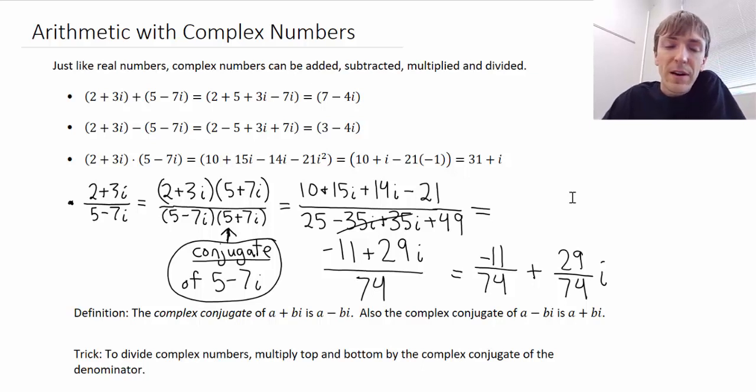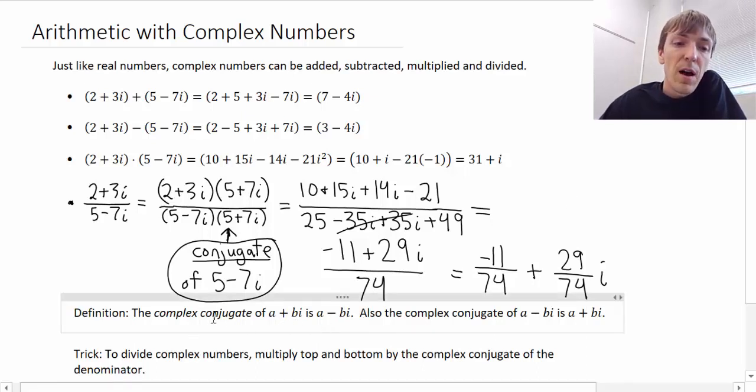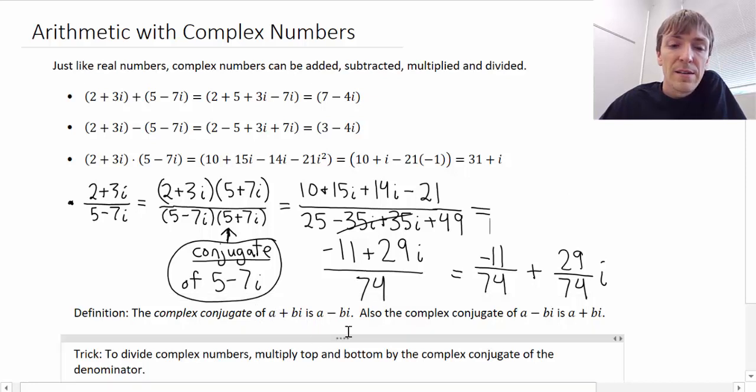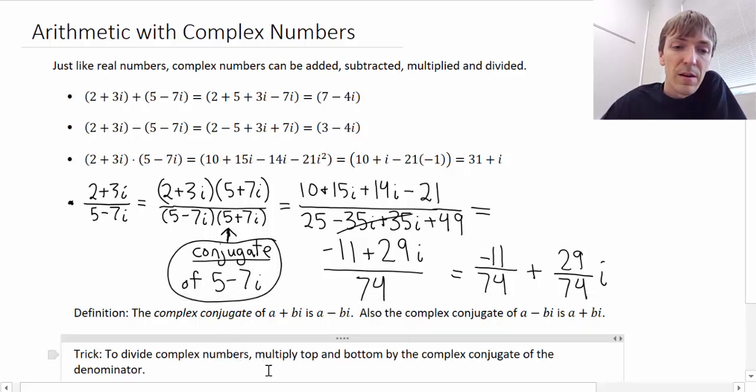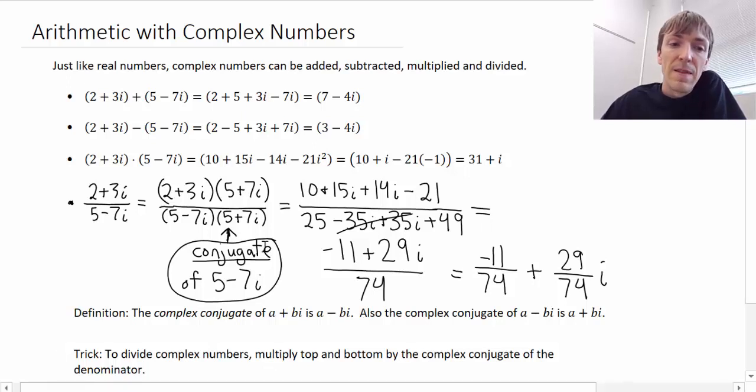Okay, so what was the trick I used there? Well, the trick involves something called the complex conjugate. Every complex number has a complex conjugate, and the way to get it is to switch the plus with a minus. So the complex conjugate of a plus bi is a minus bi, and similarly, the complex conjugate of a minus bi is a plus bi. And what's the trick to dividing complex numbers? It's to multiply both the top and the bottom by the complex conjugate of the denominator. In this case, that's 5 plus 7i.